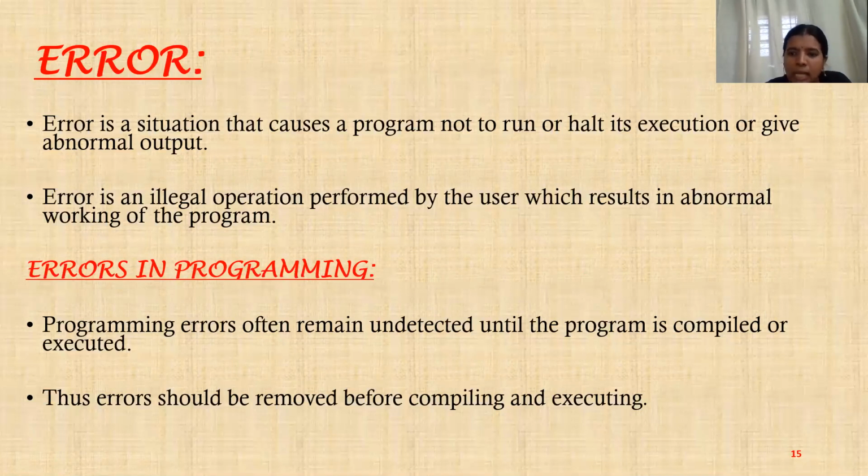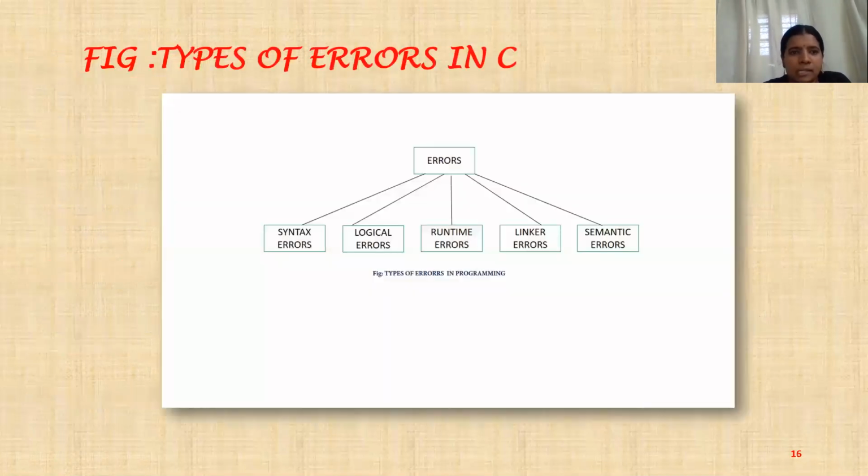Basically, errors are of two types. On a general classification, they are compile time errors and runtime errors. Compile time errors can be syntax errors, and runtime errors include divide by zero, linker errors, etc. So what are the basic types of errors that we might encounter in C programs? They are five: syntax errors, logical errors, runtime errors, linker errors, and semantic errors. Let's have a look at each of them.